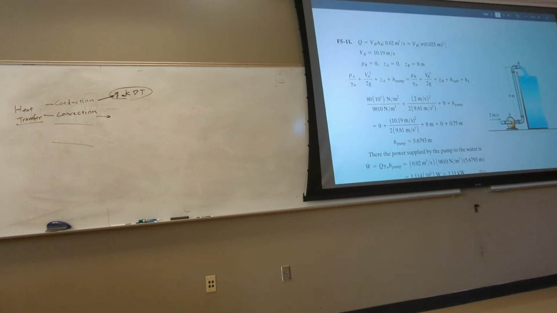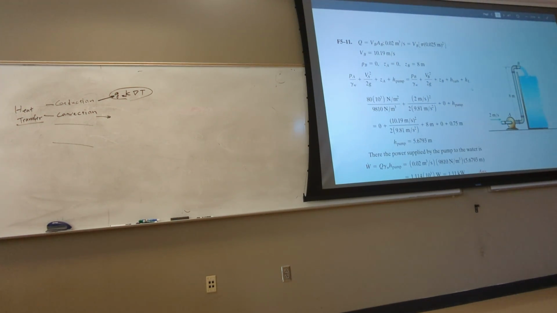So put in H pump, we don't know it. On the right side, we get the pressure at B, which is 0, divided by gamma, 0. Velocity at B, we computed 10 meters per second, divided by 2g, plus ZB, 8 meters, plus H turbine. Do I have a turbine? No, 0. Right? Now, if there was another turbine here, a blade that generates electricity, you've got to put that H turbine here. Right? But we don't have a turbine here.